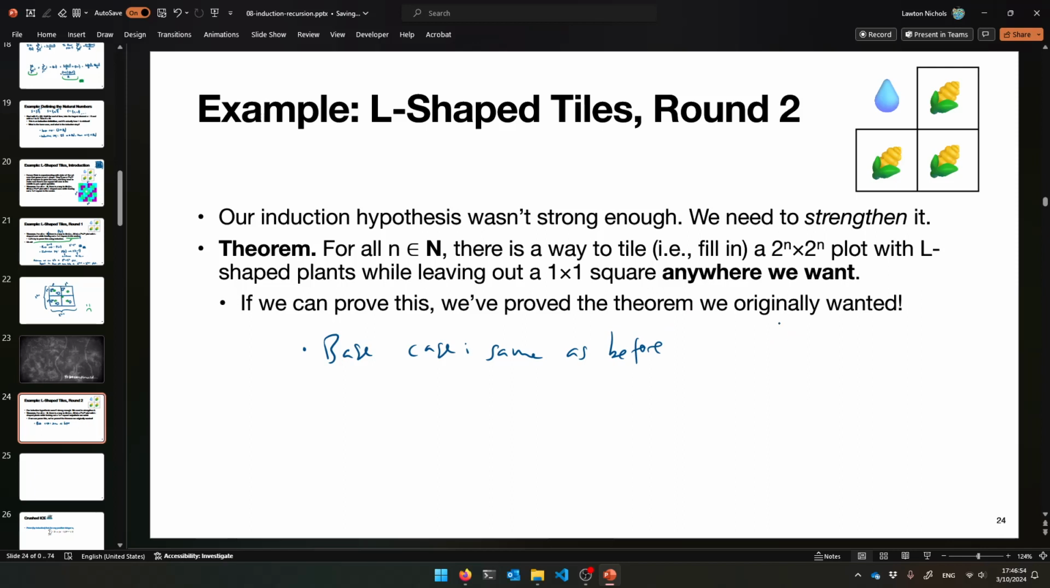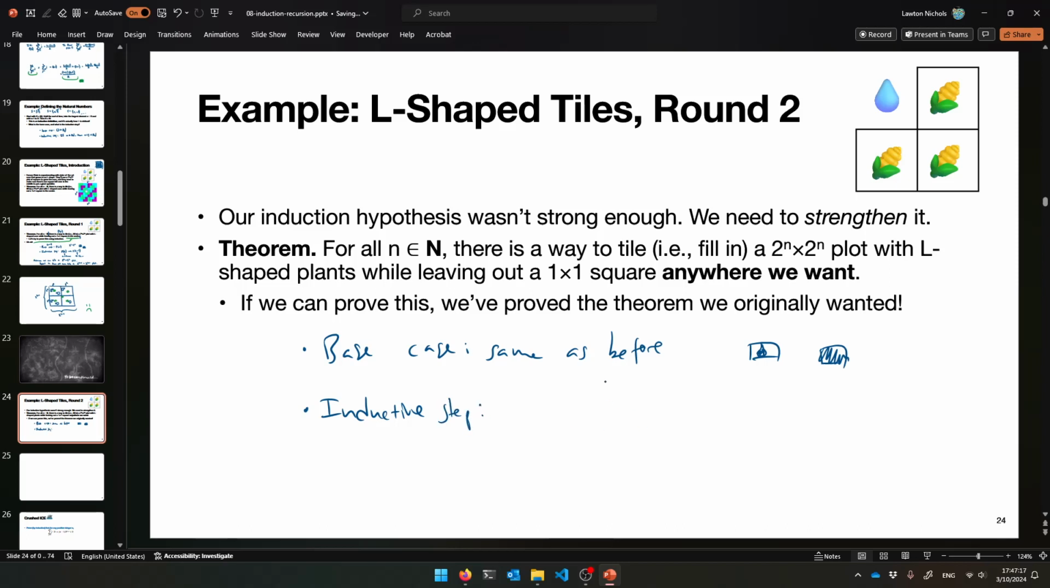We can fill a 2^0 by 2^0, so a 1 by 1 plot, with the corn and put the sprinkler anywhere we want. Well, we only have one place that we could put it, so we're kind of done. See that? So it still works. The base case is still fine, QED. And now the inductive step, you might think it's harder to prove, but it works out in our favor.